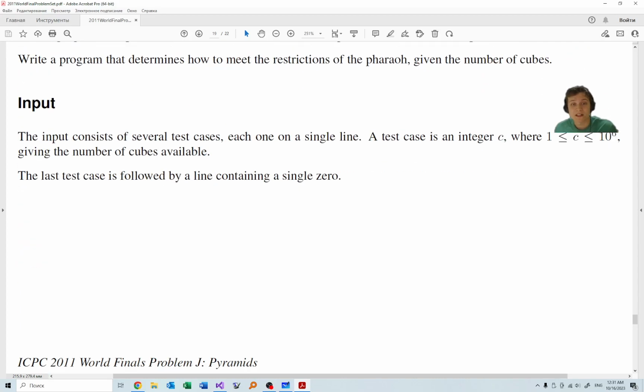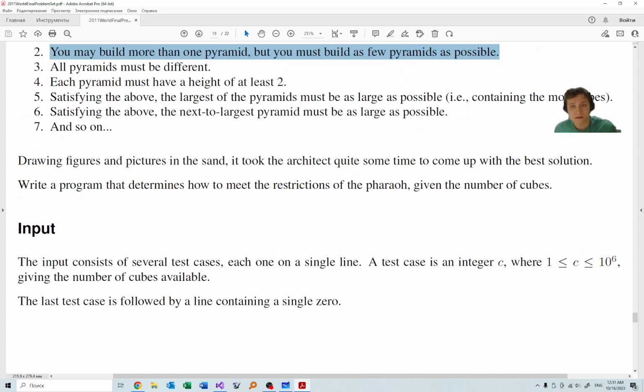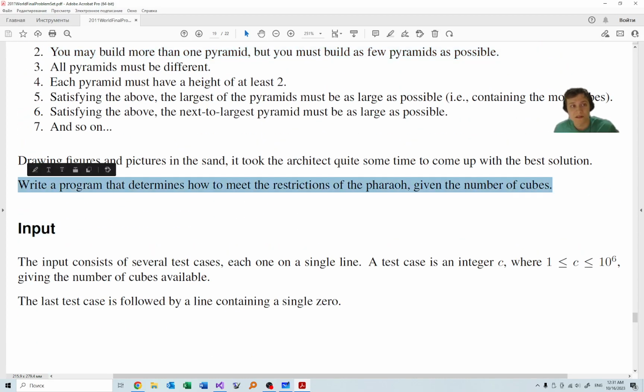And we need to find this solution. Okay. Let's try and approach this problem.